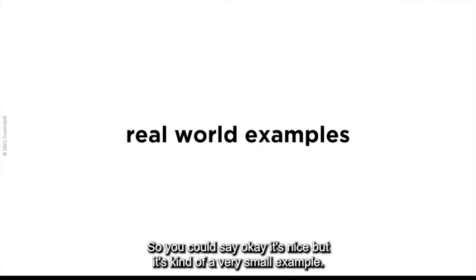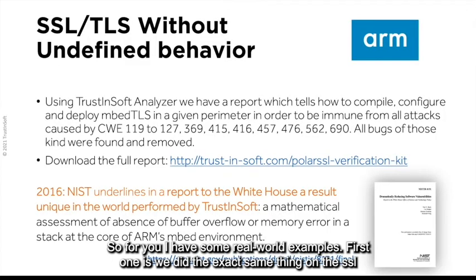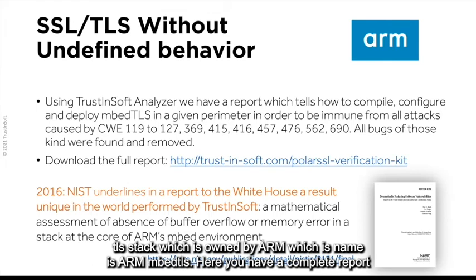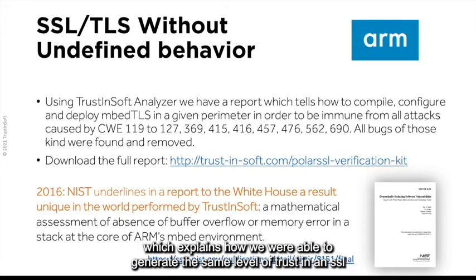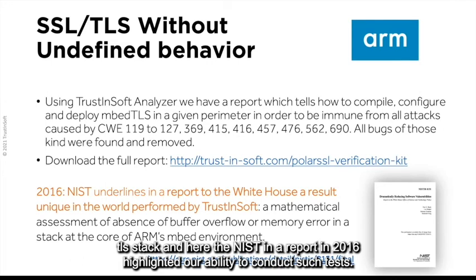So you could say, okay, it's nice, but it's kind of a very small example. So for you, I got some real world examples. First one is we did the exact same thing on the SSL TLS stack, which is owned by ARM, which is named ARM Embed TLS. Here you have a complete report. If you follow this link, this is roughly a bit more than a 100-page document, which explains how we were able to generate the same level of trust in an SSL TLS stack. And here the NIST, in a report in 2016, highlighted our ability to conduct such tests.